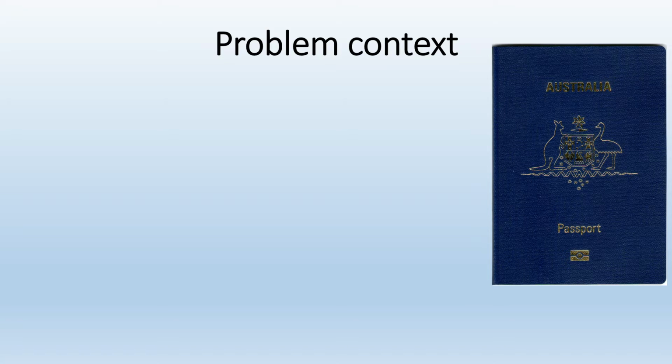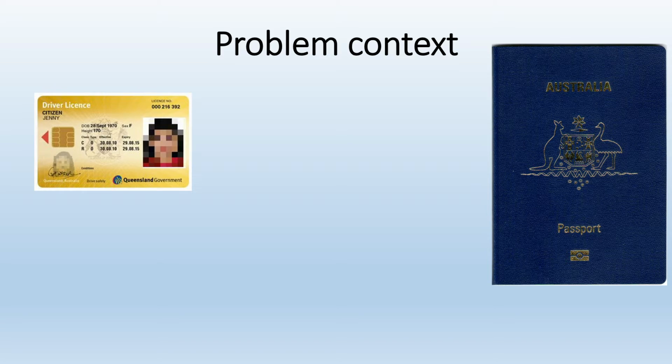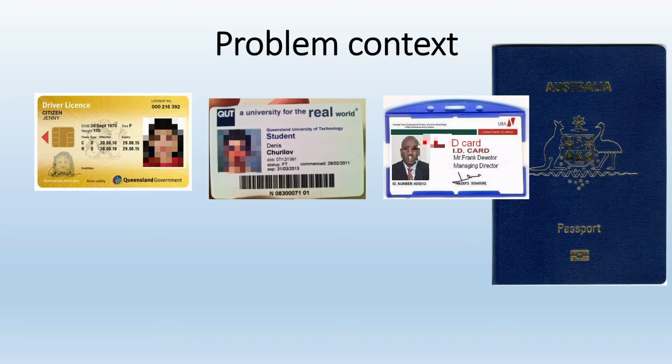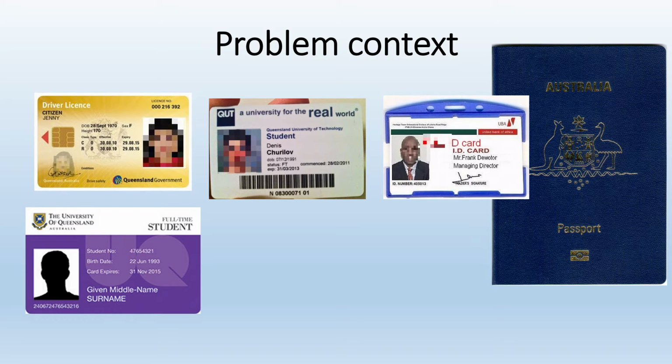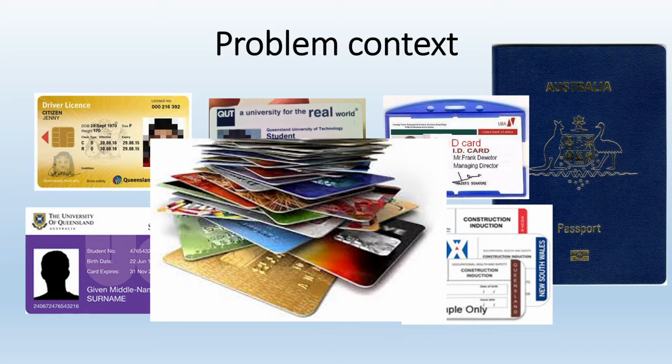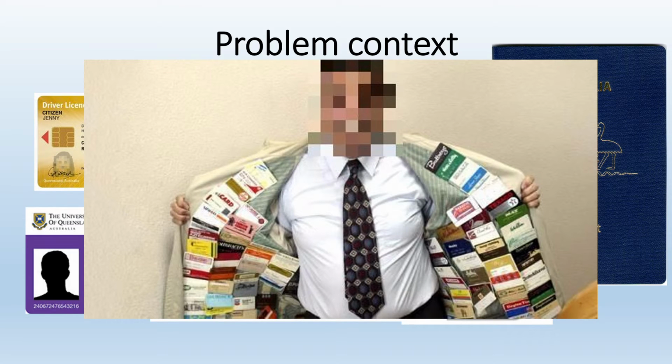Here is the problem. There are too many cards to identify yourself. You've got your passport, your driver's license, your student ID card, your work ID card, maybe another student ID card, Medicare card, an industrial card, and a bunch of credit cards. Look at this gentleman. He's trying to identify himself by showing all his cards. It looks like a burden, right?